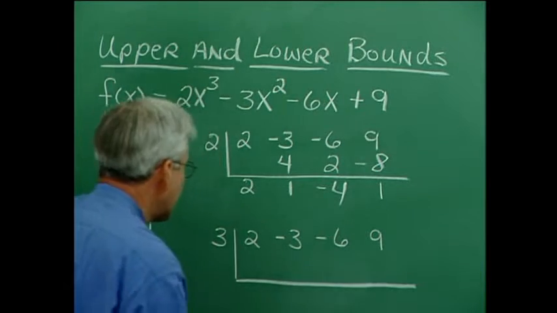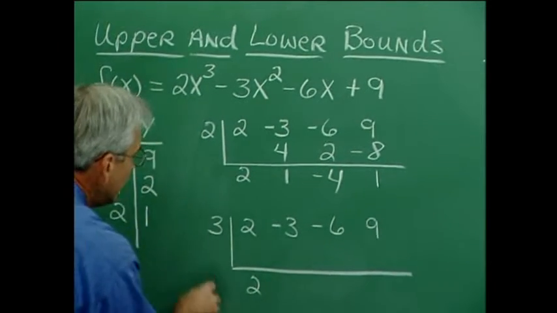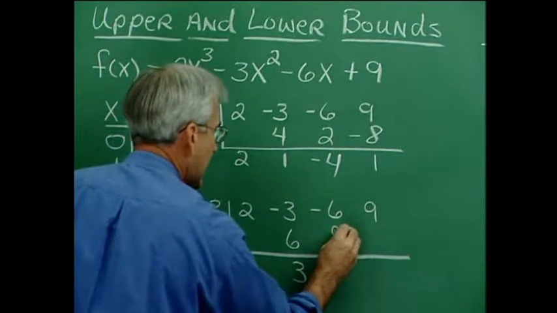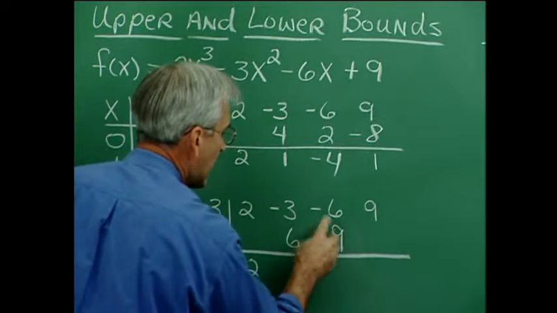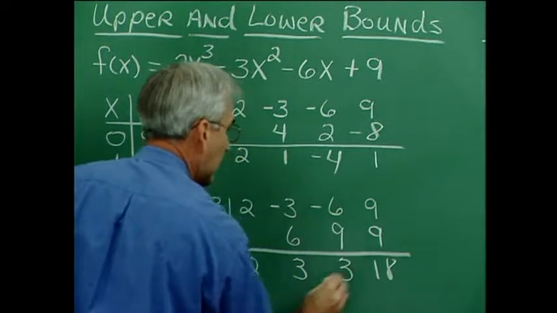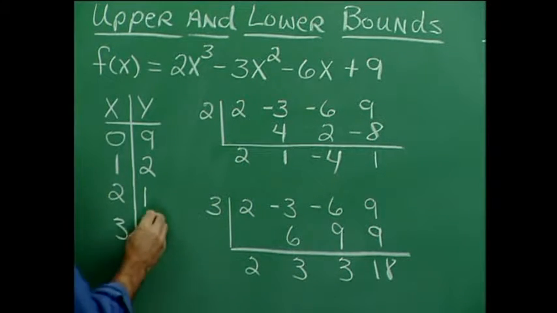Maybe we get there at 3. Let's see. So we bring down the 2. We have 3 times 2, 6. 6 minus 3, 3. 3 times 3, 9. 9 minus 6 is 3. 3 times 3, 9. 9 and 9, 18. Uh-oh, we're going in the wrong direction here.